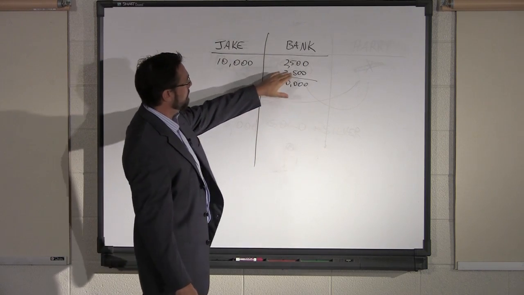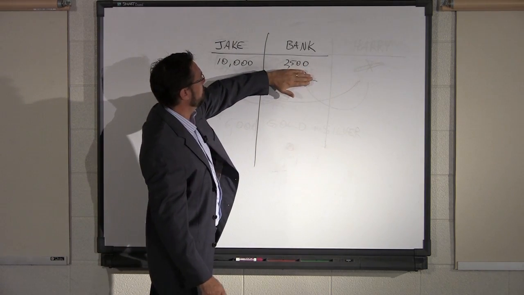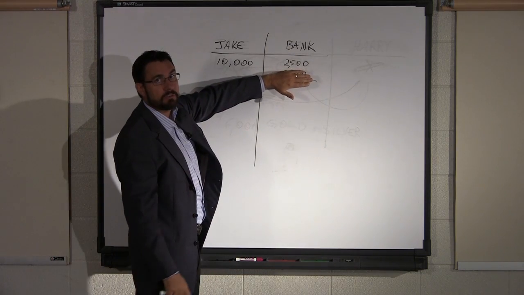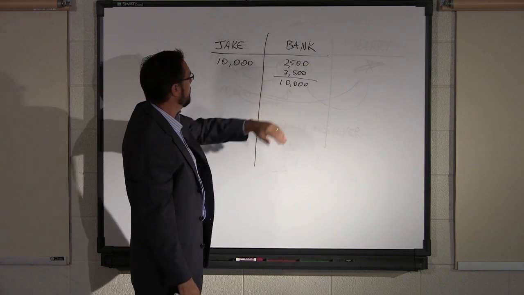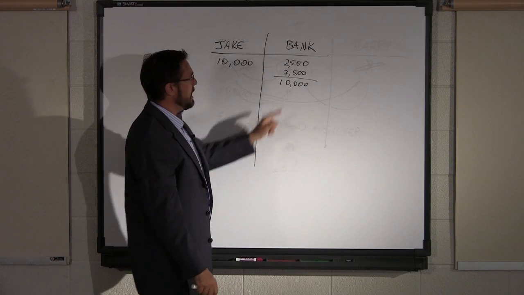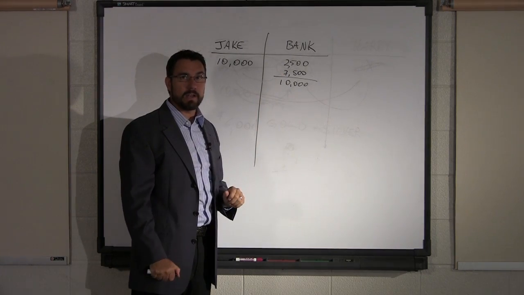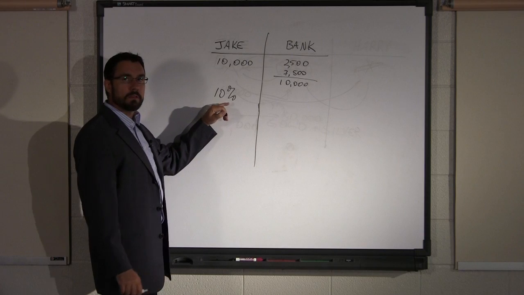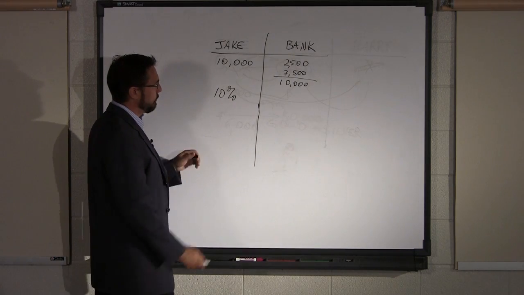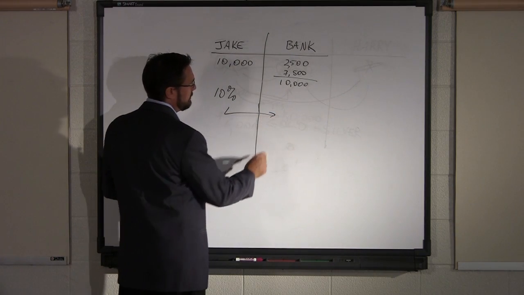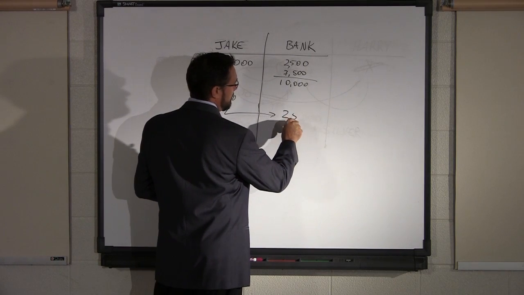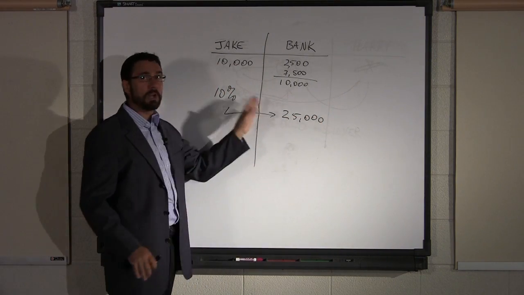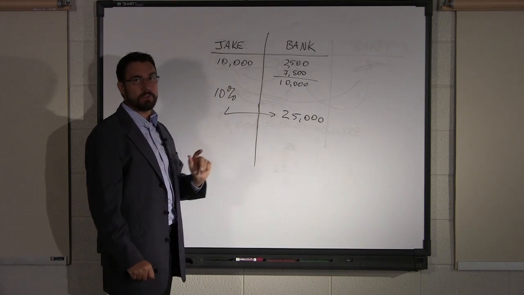Okay? The bank's column says $2,500, and then all of a sudden $10,000 appears in Jake's account. They approve the loan, and now he's got $10,000. And $7,500 of that came out of nowhere. They made it up. Okay? The bank charges 10% interest, and over a period of years, Jake pays $25,000 back to the bank. The nominal amount of the loan was $10,000.